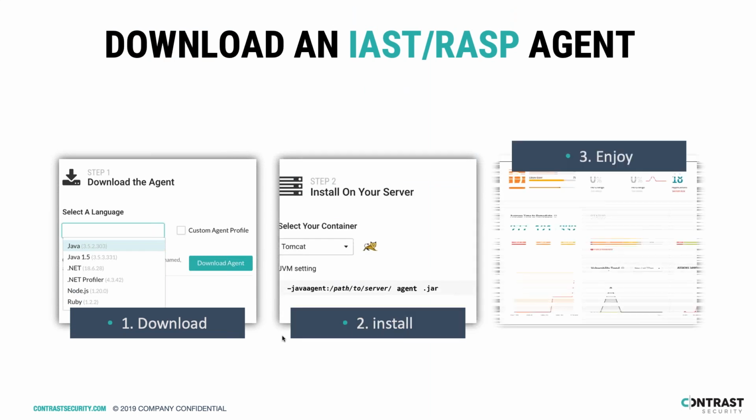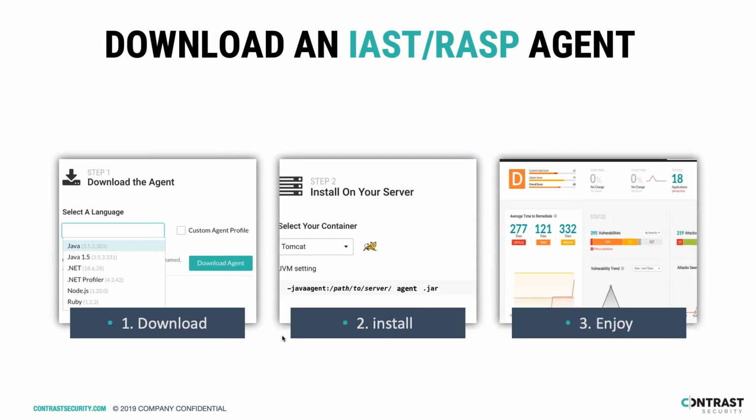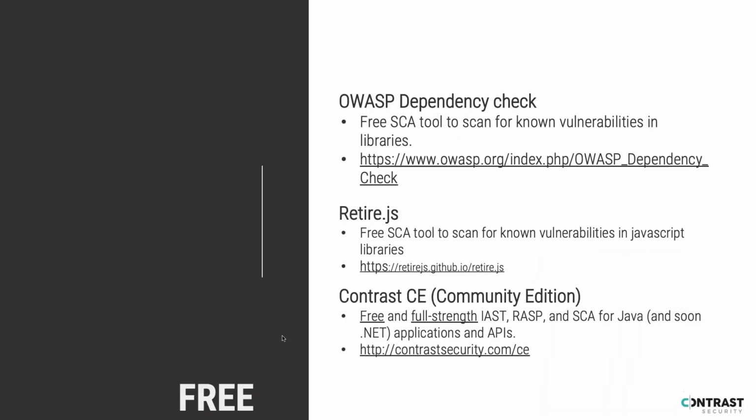Now, this is a depiction of one way to onboard IAST and RASP. It's as easy as downloading an agent. You can see currently the languages that we happen to support. Install the agent, restart an application server environment, and start collecting security telemetry as your applications are used.